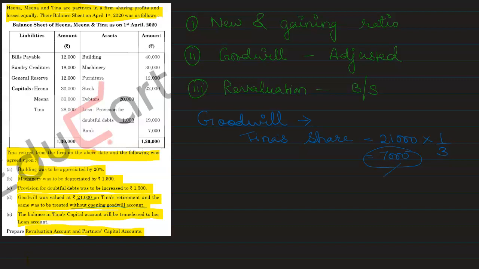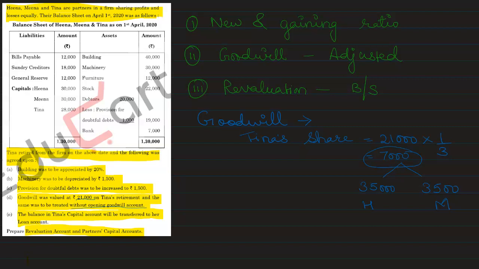Now what happens? Capital accounts में से कैसे देते हैं? The one who will gain will pay her. She is going out. So the one who will gain because of her leaving business will pay her in the ratio of her gain. So here Hina and Meena both are gaining. So both will pay her and their gaining ratio was 1:1. So they will pay her equally, means 3,500 from Hina and 3,500 from Meena. This will be paid to her.